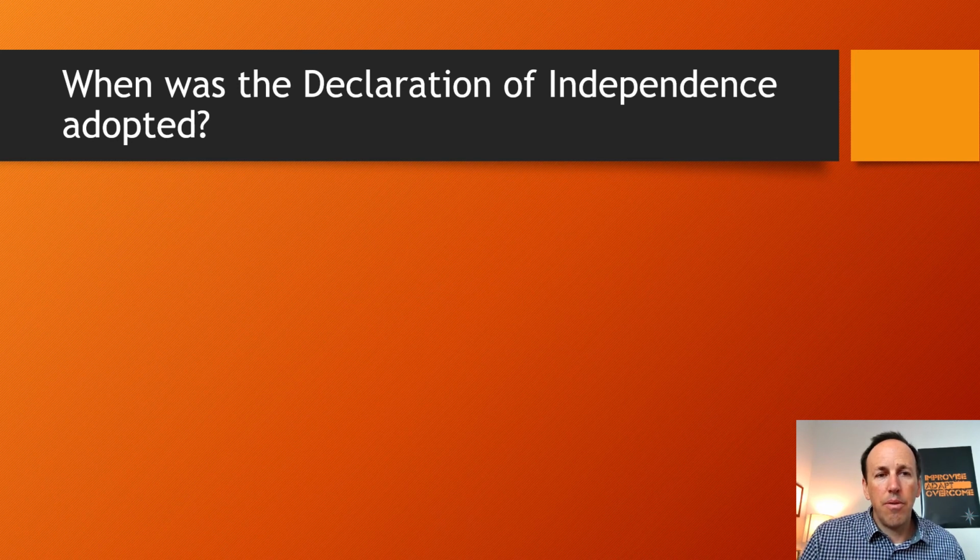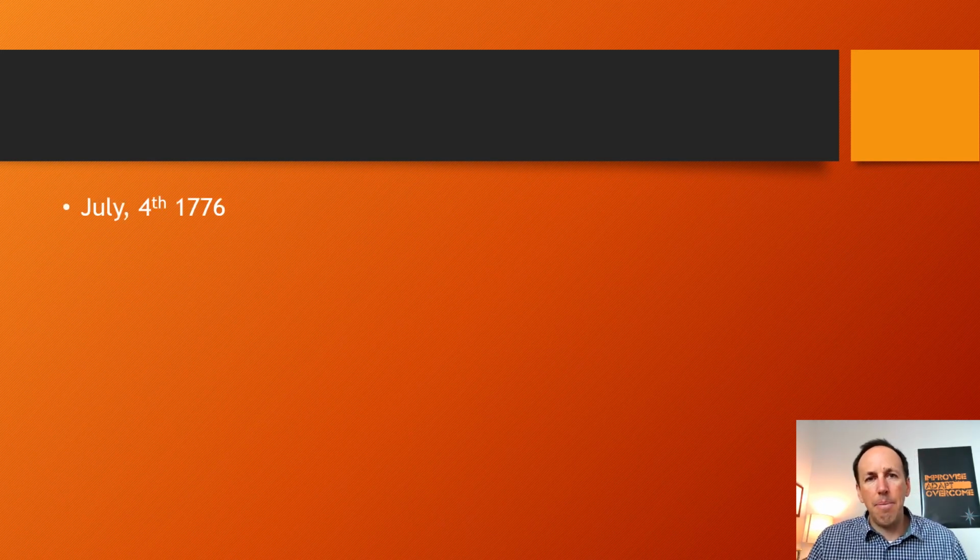When was the Declaration of Independence adopted? Oh, come on. I'll give you a hint: fireworks, hamburgers, boom, 4th of July. Make sure you know that. July 4th, 1776. That is when we celebrate the Declaration of Independence. That is why you're launching your fireworks, and that is why you are having a hamburger or a hot dog.